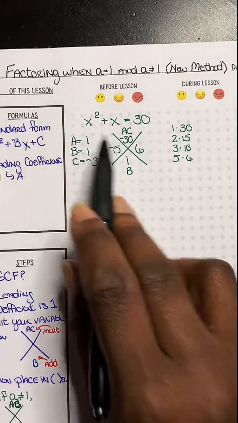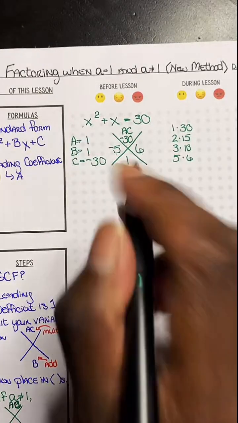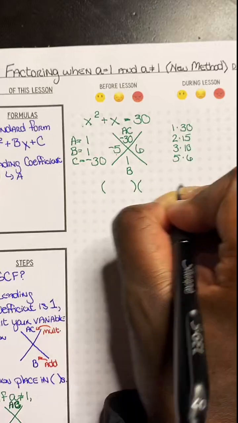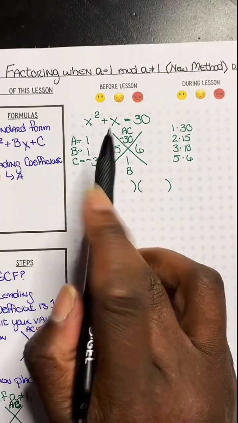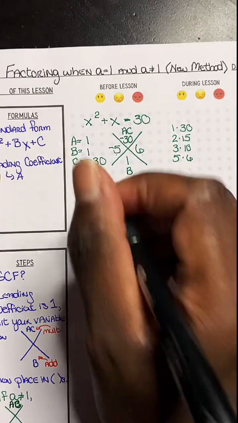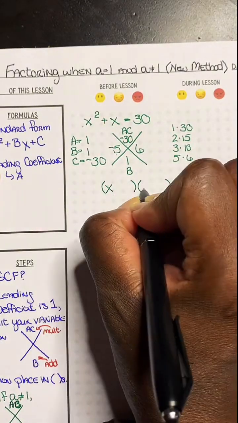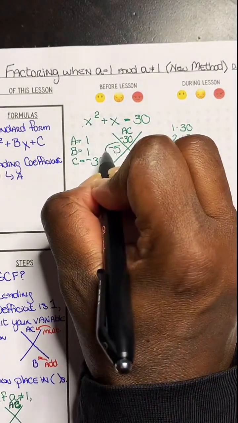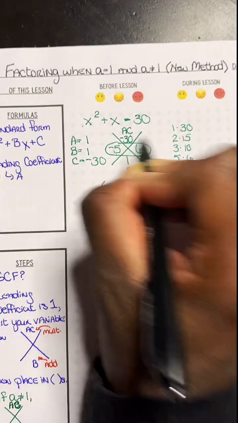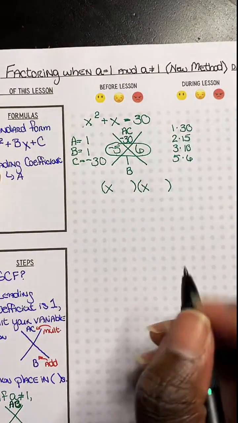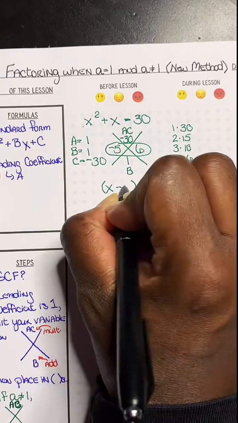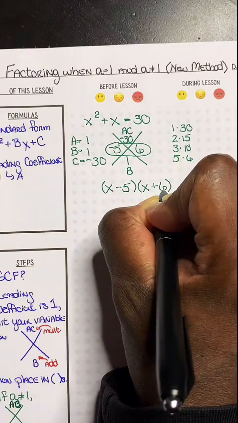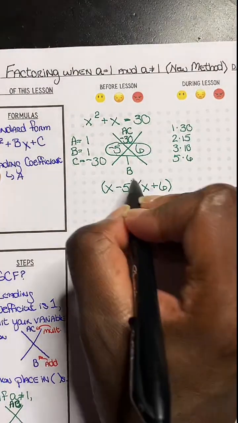So your next step, since our leading coefficient is 1, we're going to set up 2 parentheses. We're going to split the variable. So we have an x here and an x here. And the two numbers that we discovered, the two factors, we're going to split them up into the parentheses. So this is going to be our negative 5, and this is our plus 6.